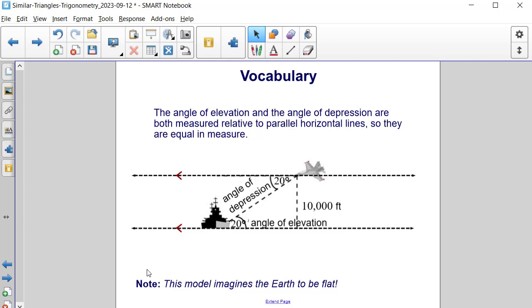It's worth noting that this model imagines the Earth to be flat, or where objects are close enough so that the distance being traveled appears to be horizontal and relatively flat.